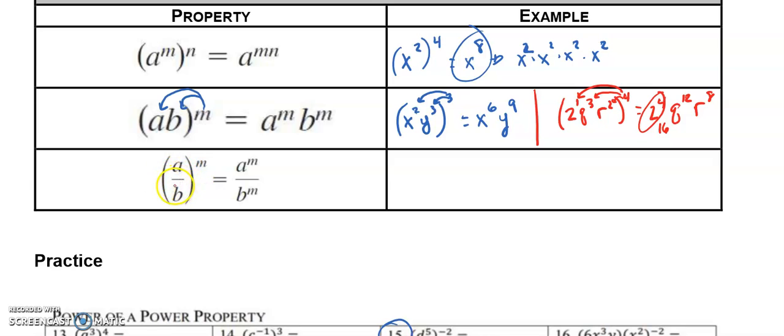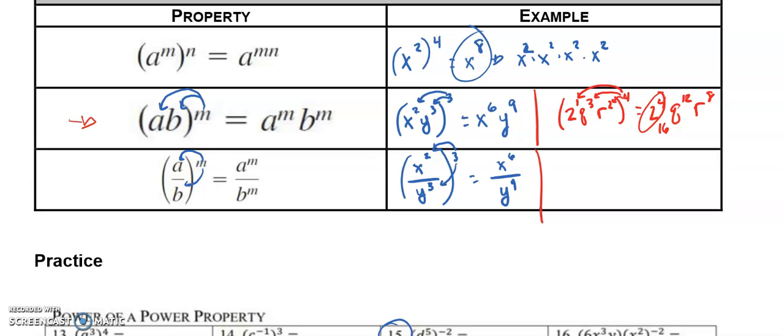Same thing if you have division inside. So this is really similar to the one that we just did. The only thing is it's division. So this m, this exponent out here, applies to the numerator and the denominator. So much like the product on the second one, the quotient on the third one is going to behave the same way. So if I have something like x squared over y to the 3rd, and this whole thing was raised to the 3rd power, this 3 is going to multiply by both exponents. So that would be x to the 6th over y to the 9th.